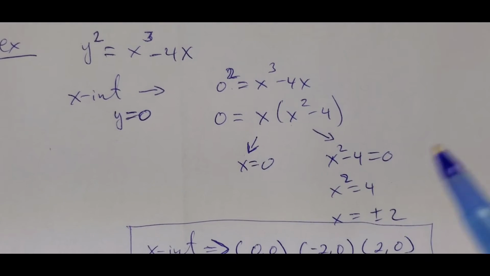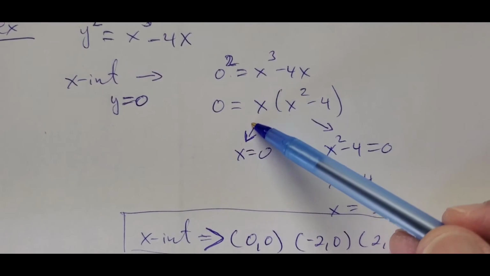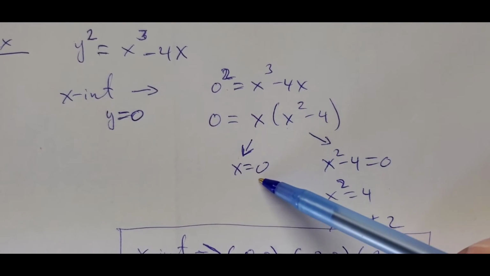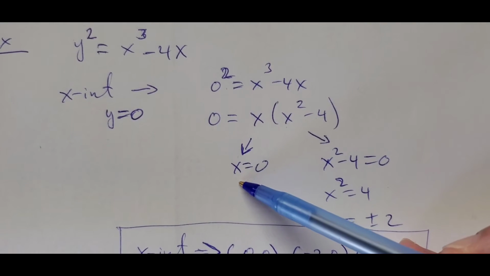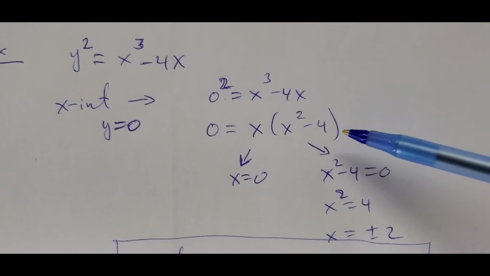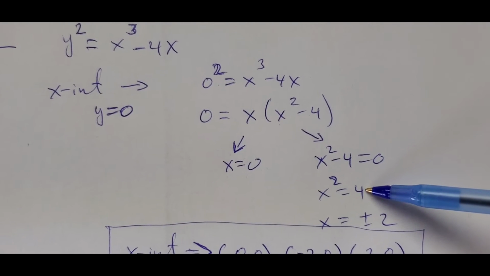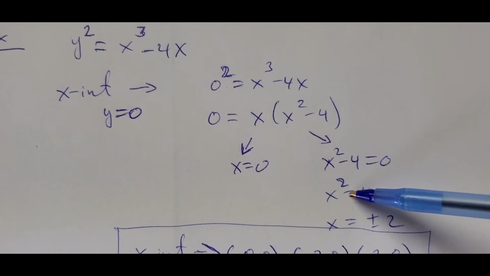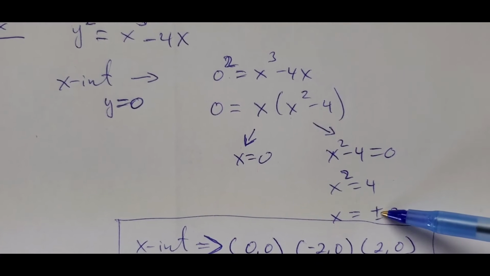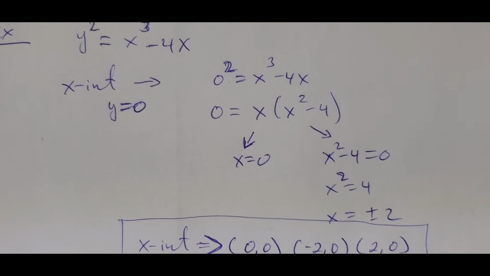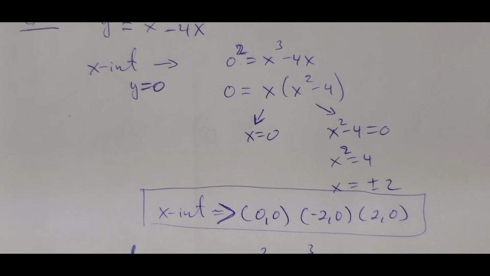Now this part right here is already automatic. If you set it equal to 0, there's no solving because x is already by itself. Over here, you have to solve for it. So bring the 4 over, which is plus 4. Square root, and remember, when you square root something, it is always plus and minus. Okay, so that's how you find the x-intercept.